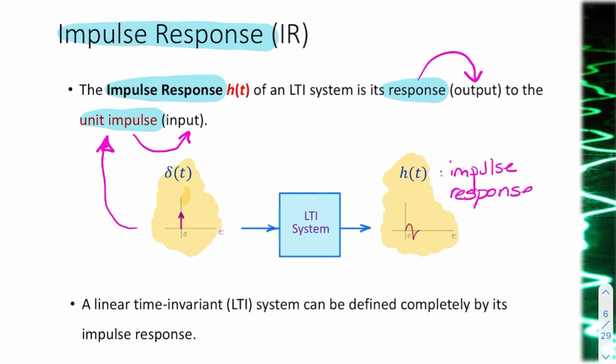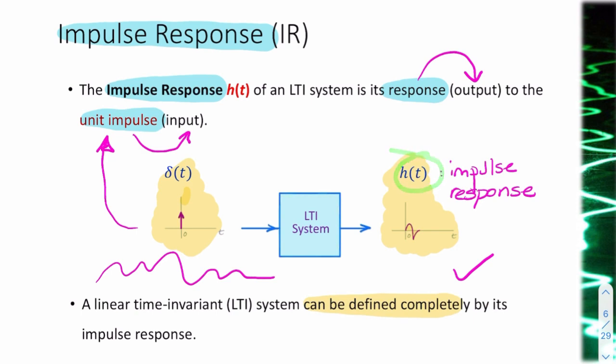So the definition of the impulse response is the output of an LTI system when the input is a unit impulse. Why is this important? Because we can define an LTI system completely using this impulse response. That means if I know how this system behaves when an impulse is applied to it, I will know how this system will behave when any signal is applied to it. So if I were to apply any signal to the input, I can find the output as long as I know the impulse response.